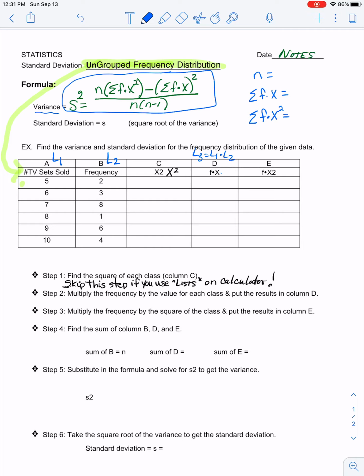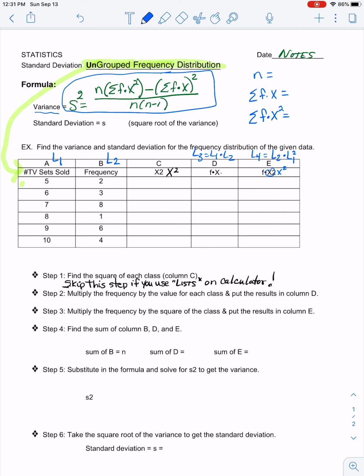And then L4, you need f times x squared. So that means frequencies are in L2, times L1 squared, because that's where the x's are. So you're welcome to load that in the calculator as you feel comfortable.